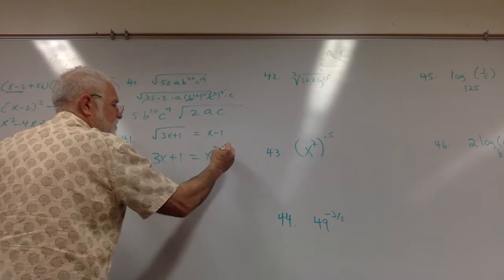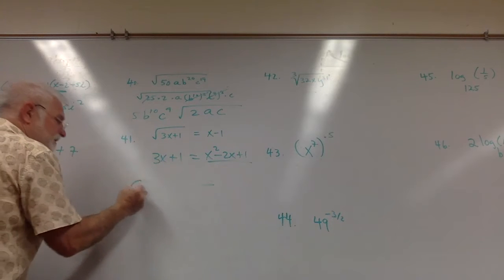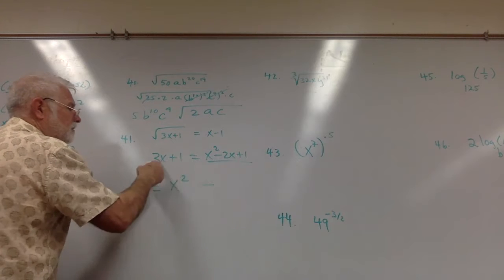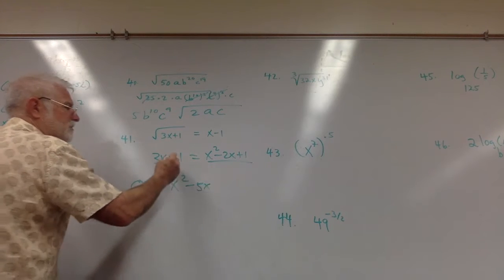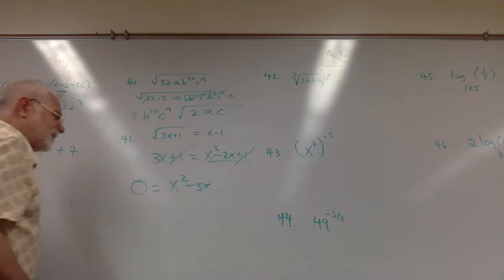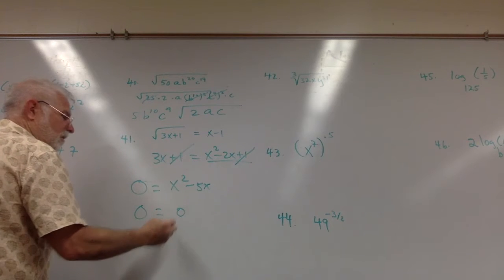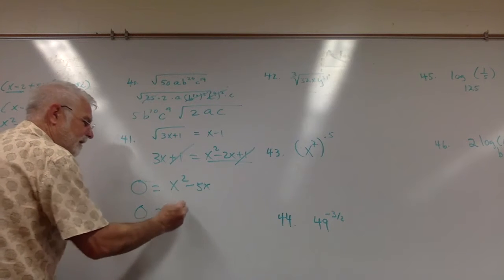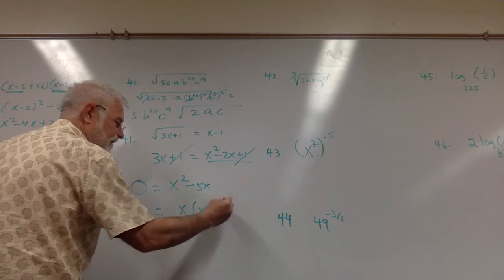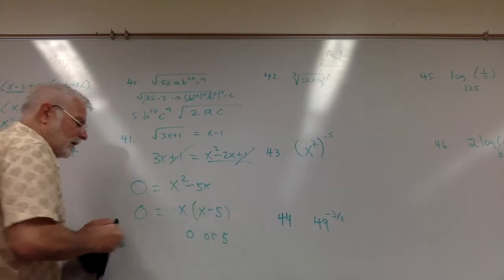X squared minus 2x plus 1. Hope you're not making mistakes on that. So we got 0 equals x squared minus 5x. Oh, this is so sweet because the 1's cancel here, huh? So that's easy. So x equals 0. Well, I got to factor it, make sure everybody knows. So x times x minus 5. 0 or 5, and we know that that 0, it didn't work.